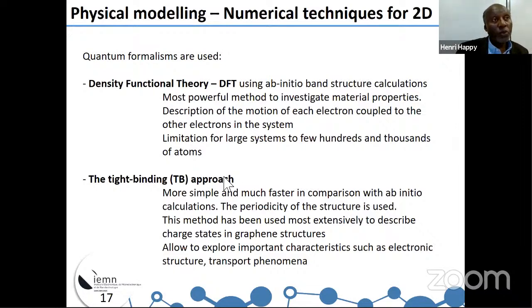Another possibility, since we use a few atoms to model the material, it is not easy to design a device with this kind of technique. Another high precision technique is the tight binding approach, which is faster than ab initio calculation. This technique allows us to describe the band structure of a material and could also take into account the electronic structure and study transport phenomena. Typically, it is the technique that is used to model devices with very high precision.